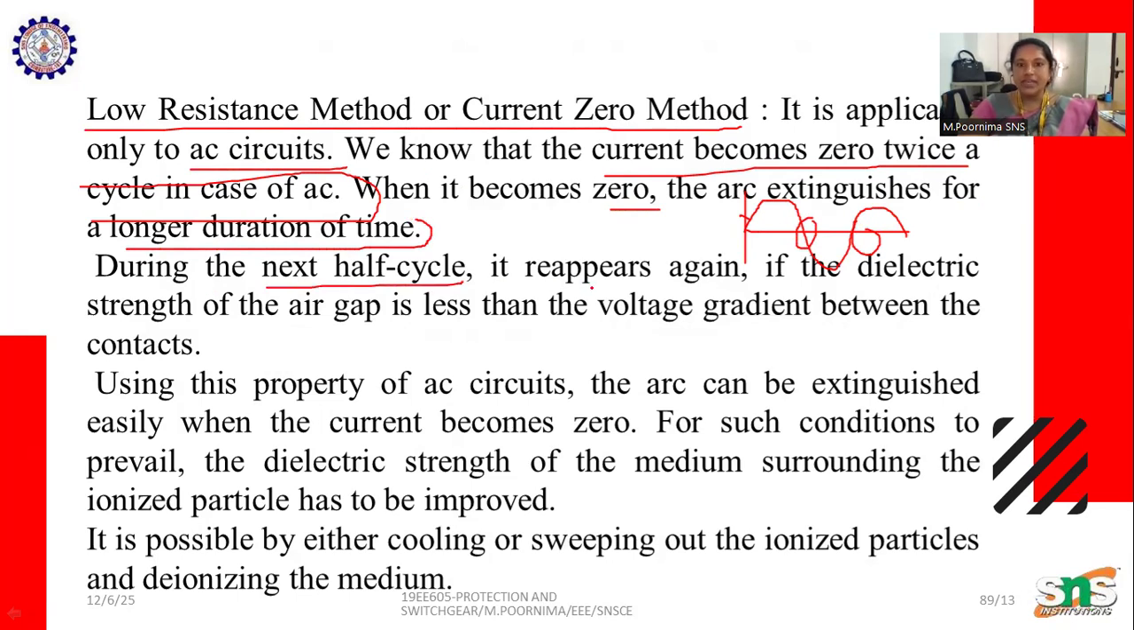During the next half cycle, the arc reappears if the dielectric strength of the air gap is less than the voltage across the contactors. Using this property of AC circuits, the arc can be extinguished easily when the current becomes zero. For such conditions, the dielectric strength of the medium surrounding the ionized particles has to be improved. The medium surrounding the ionized particles is very important. This can be done by cooling or sweeping away the ionized particles, or by deionizing the medium. That is the major factor in the circuit breaker arc extinction method.